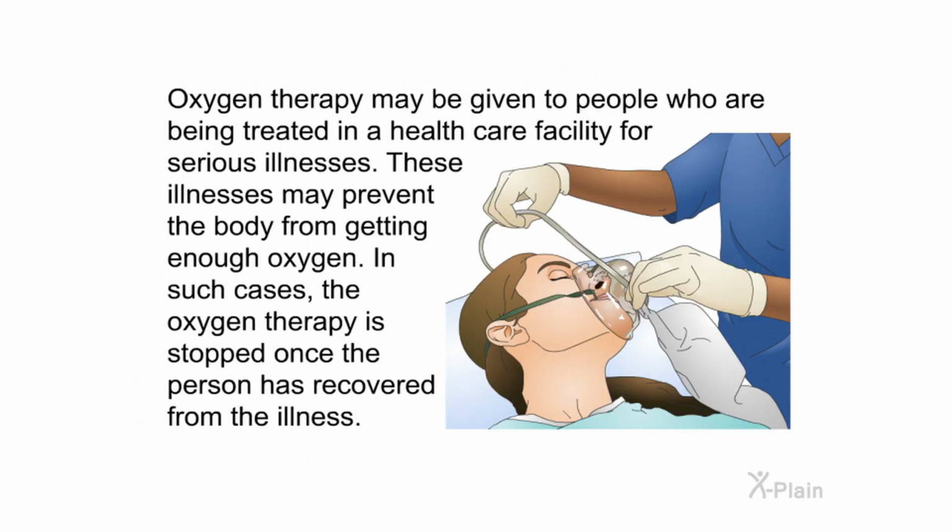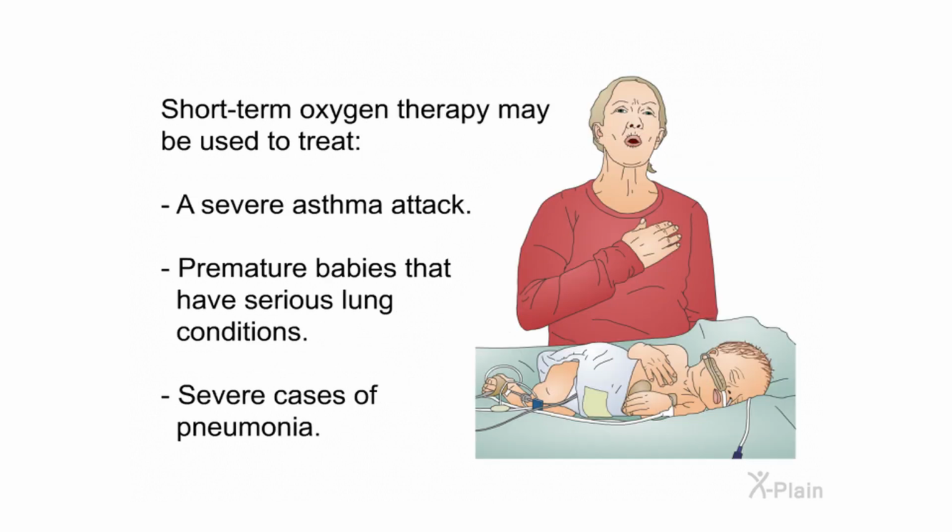Oxygen therapy may be given to people who are being treated in a healthcare facility for serious illnesses. These illnesses may prevent the body from getting enough oxygen. In such cases, the oxygen therapy is stopped once the person has recovered from the illness. Short-term oxygen therapy may be used to treat a severe asthma attack, premature babies that have serious lung conditions, and severe cases of pneumonia.